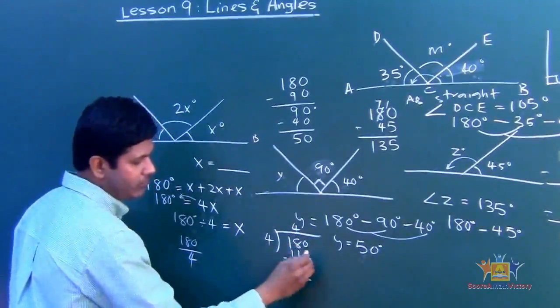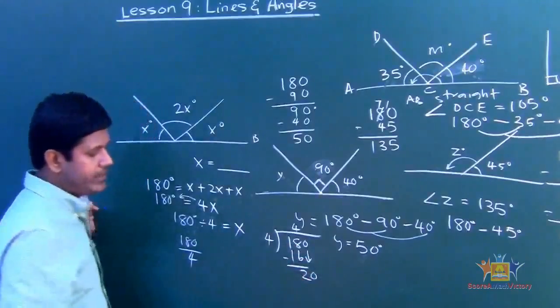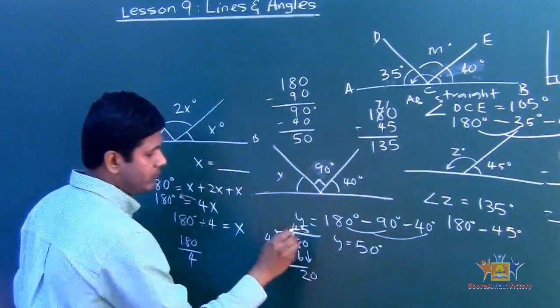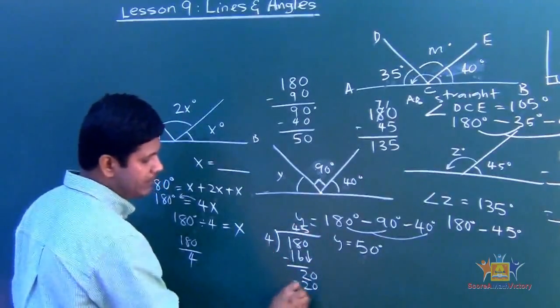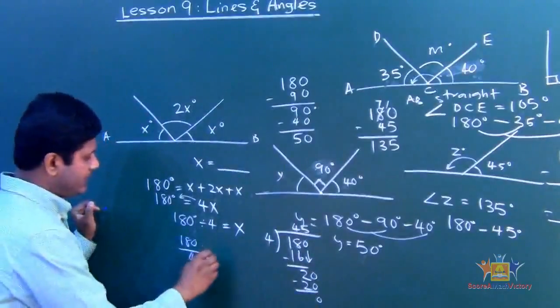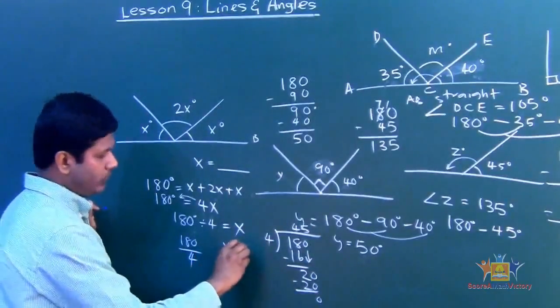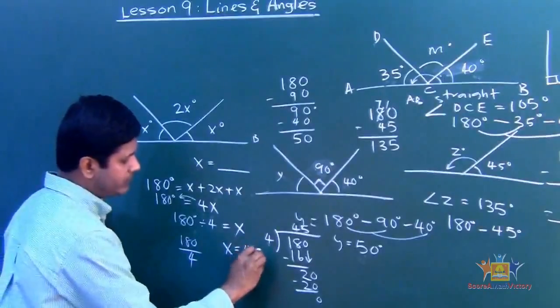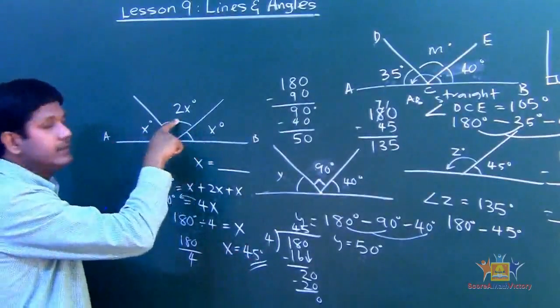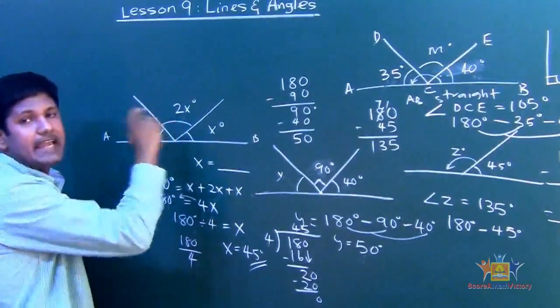1 minus 1 is 0. I bring the 0 down. 20. In 20, how many 4s? Very good, 5. 5 times 4 is 20. 0 minus 0 is 0. 2 minus 2 is 0. So that tells me x equals 45 degrees. So this is 45, this is 45, and this is 2 times 45, which is 90.